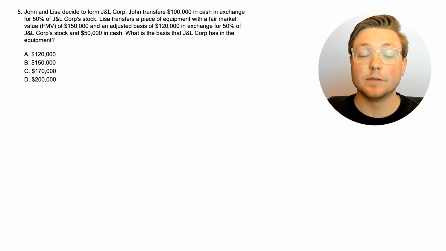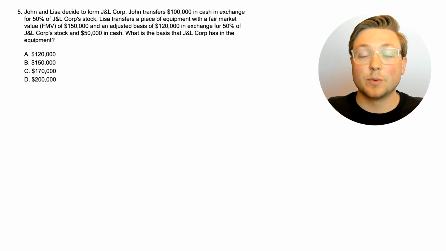Okay, here is question 5. John and Lisa decide to form J&L Corp. John transfers $100,000 in cash in exchange for 50% of J&L Corp's stock. Lisa transfers a piece of equipment with a fair market value of $150,000 and an adjusted basis of $120,000 in exchange for 50% of J&L Corp's stock and $50,000 in cash. What is the basis that J&L Corp has in the equipment?